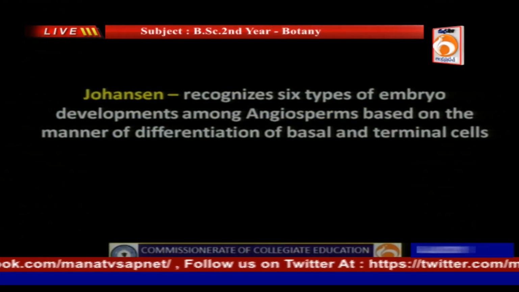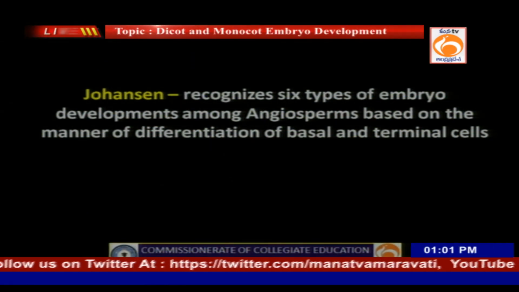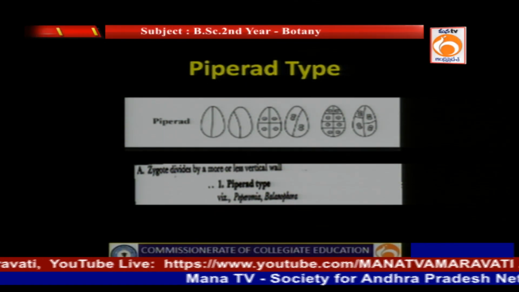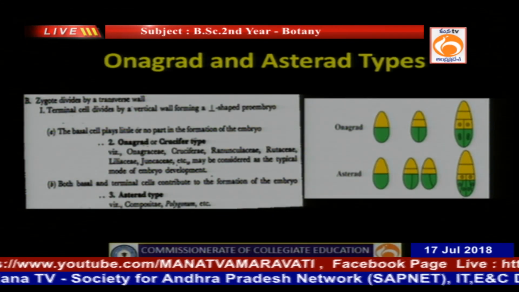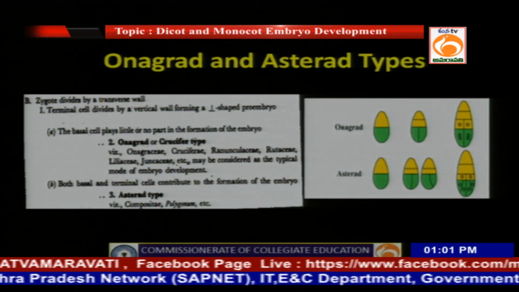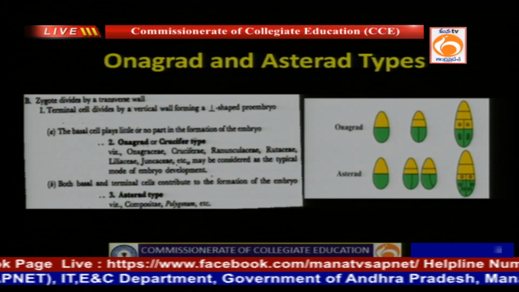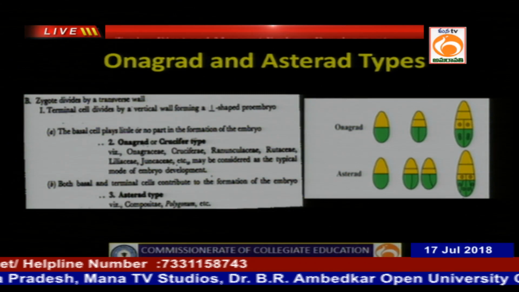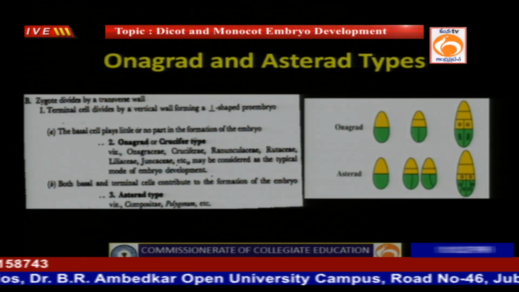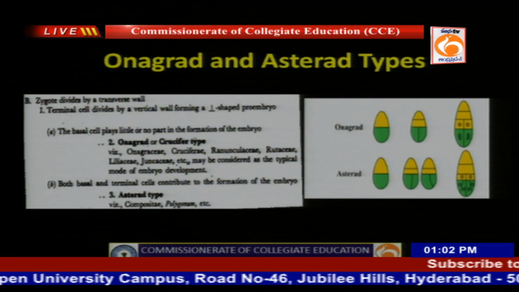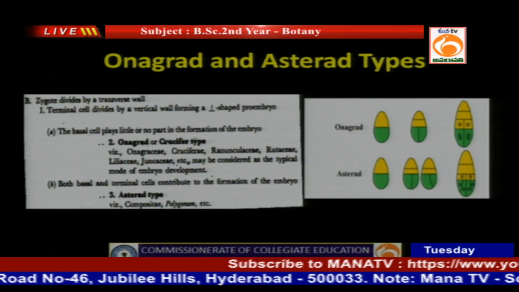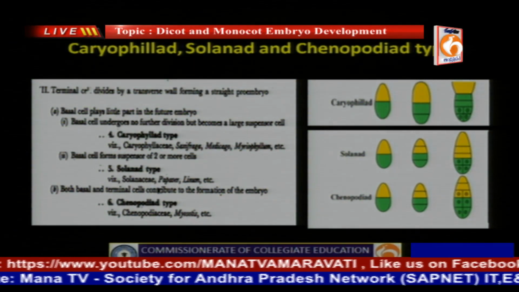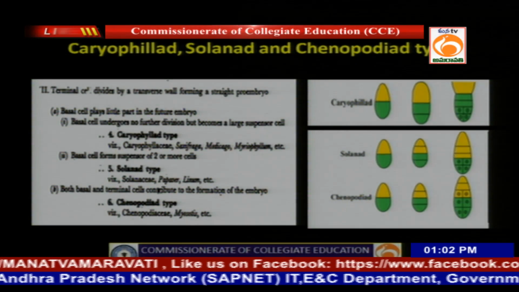Altogether, Johansen recognized 6 types of embryo development among angiosperms. This is the piperad type, where the zygote is divided by a vertical division, and the onagrad and asterad types, where the zygote is divided by a transverse wall, in which if the basal cell takes part fully or not at all, then it is considered the onagrad type. If both basal cell and terminal cell take part in the development of the embryo, it is called the asterad type.